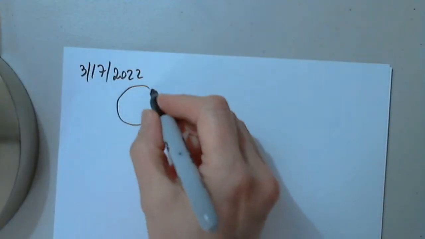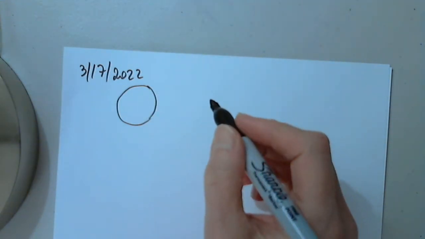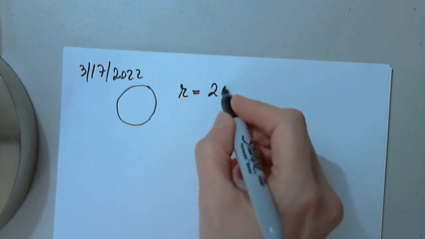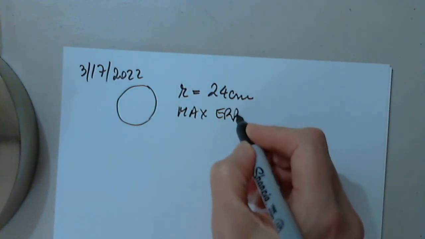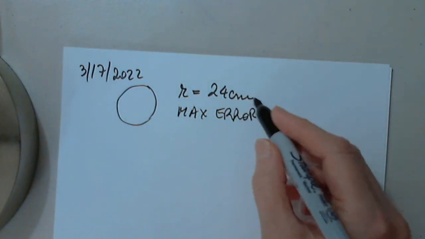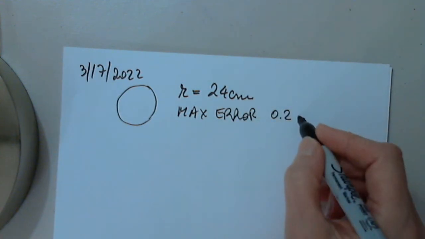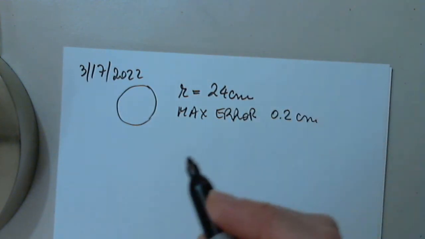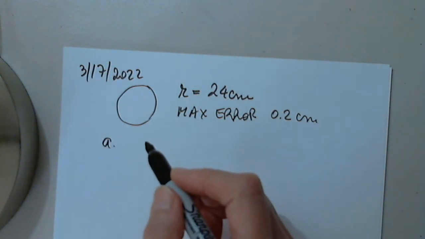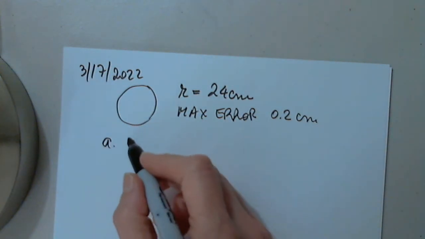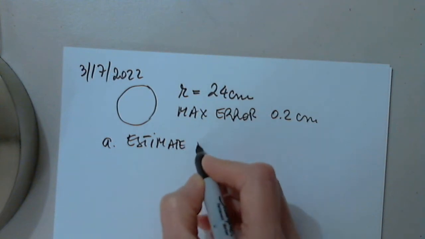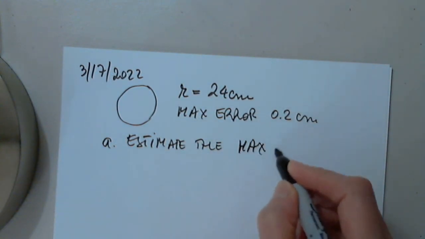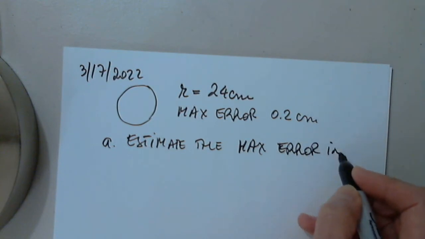So let me write this again. So we have a circular disk, and the radius is given to us as 24 centimeters. It says a max error in the measurement of the radius of 0.2 centimeters. Use differentials to estimate the maximum error in the calculated area. So estimate the max error in area.